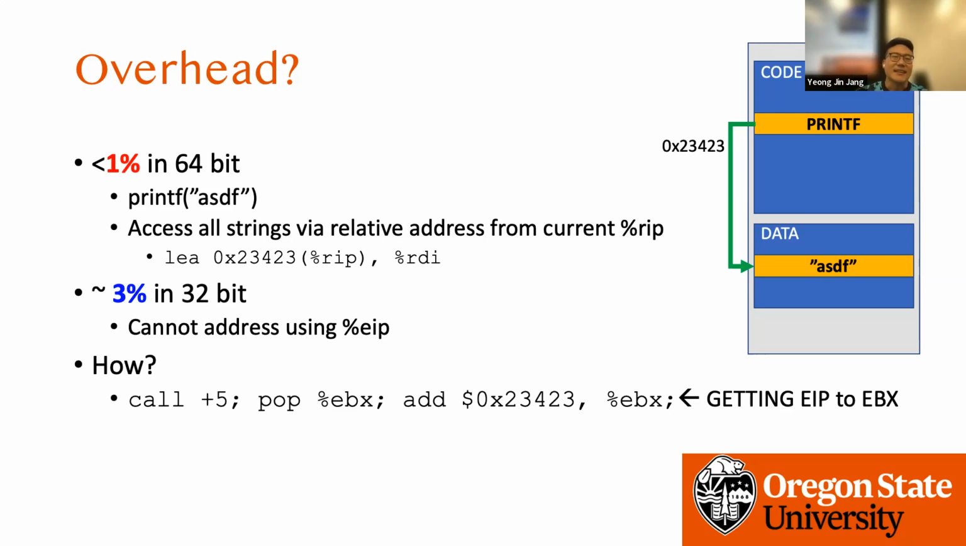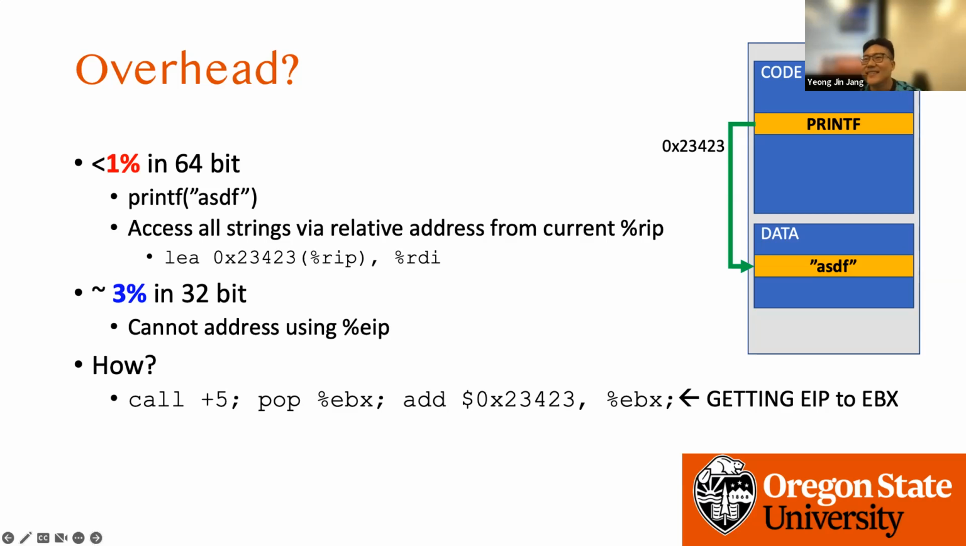But the problem is that this instruction is quite neat. It's just one add instruction, so it can be finished in one cycle. But if we do call, pop, add, it will screw up the branch predictors and other stuff. So it's very slow. That's why we have less than 1% overhead in 64-bit for ASLR, but we could have much more, around 3%, overhead in 32-bit.